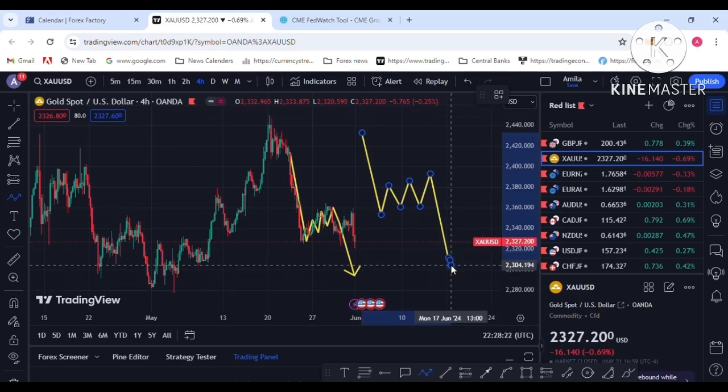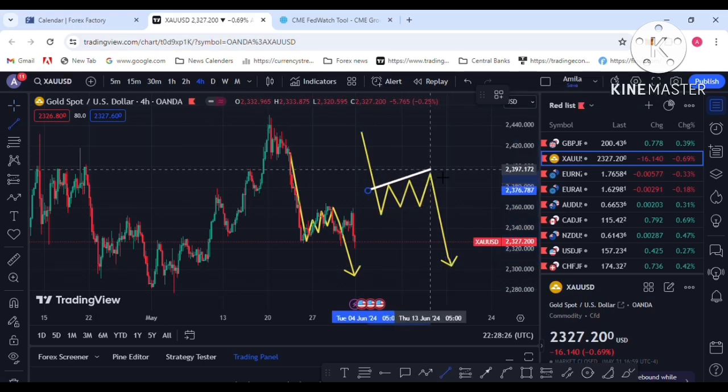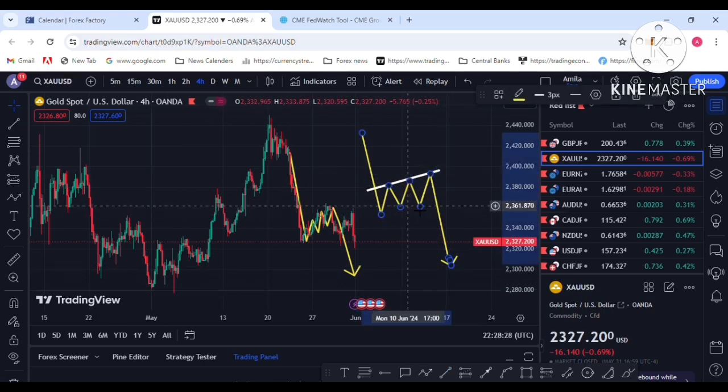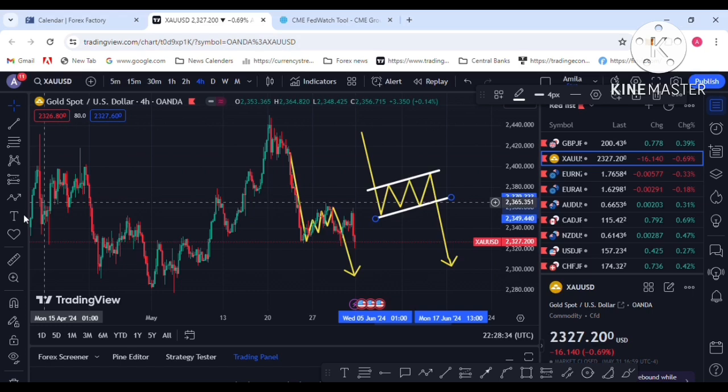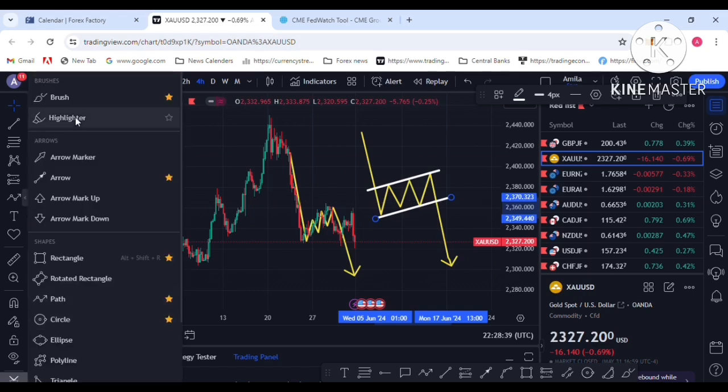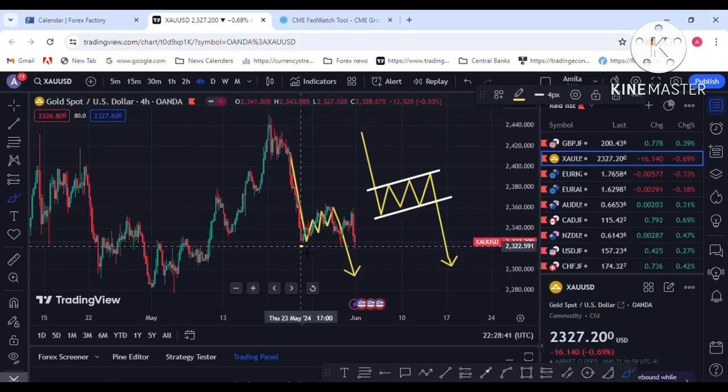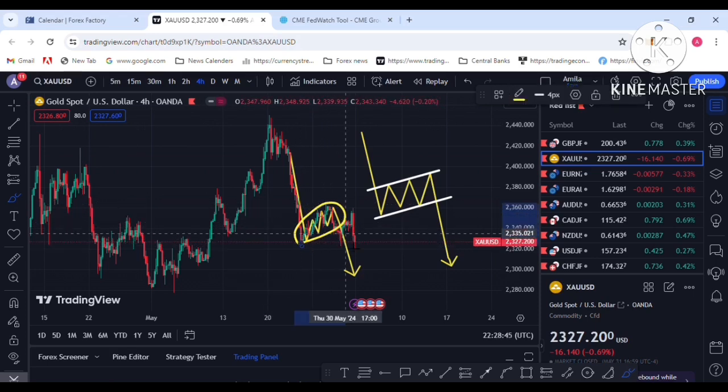The flag was created last week, so now the downtrend will continue next week. I am hoping. This is the flag that was created last week. You can see the flag. This is the flag area. Now I am seeing this type of technical pattern, the bearish flag pattern, which is bearish.